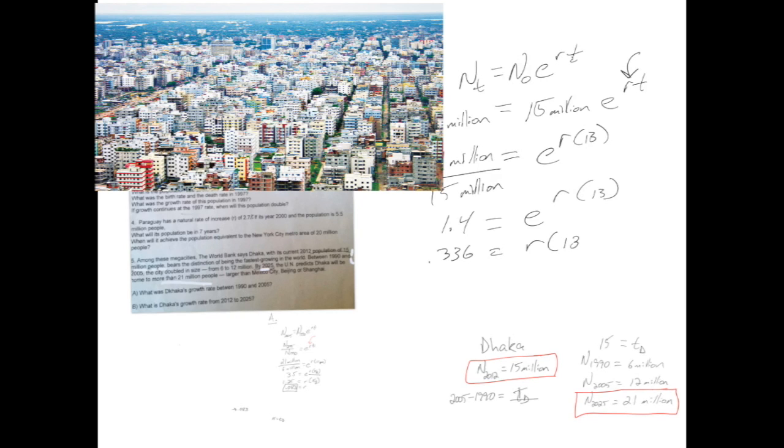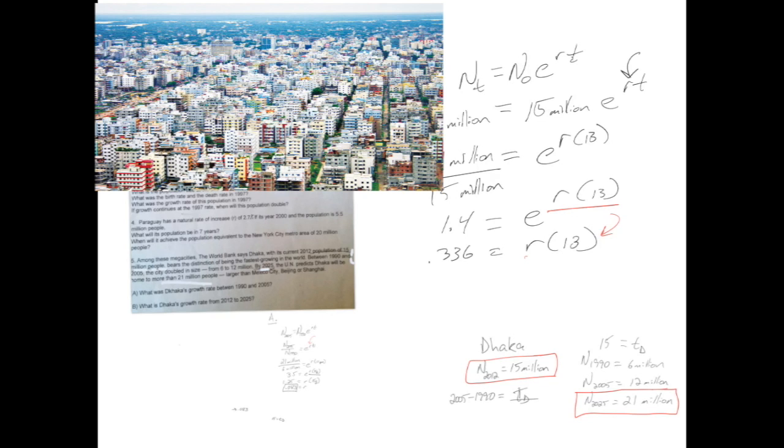Why does it equal rt? Because the natural log of e to anything is that exponent. What I just underlined is the exponent, all right? So that comes down to this spot here. e goes away. So now we have to divide both sides by 13. So 0.336 divided by 13.